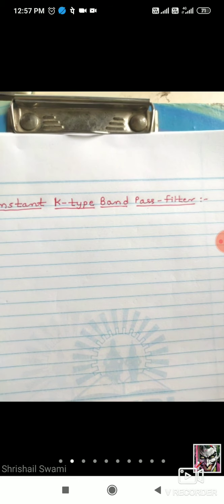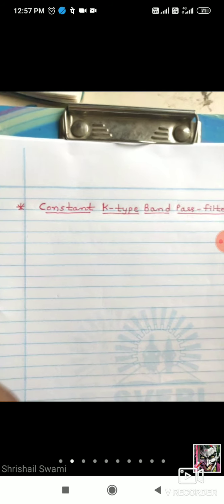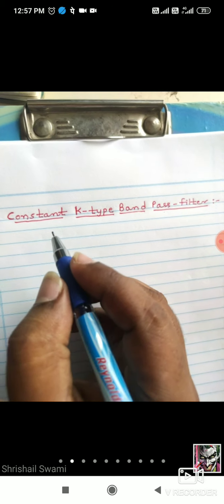So that's why that derivation we have to consider, we have to learn. So that part we can complete today, and the design problems of band pass filter we are going to solve in the next lecture. So we will start the constant K type band pass filter.